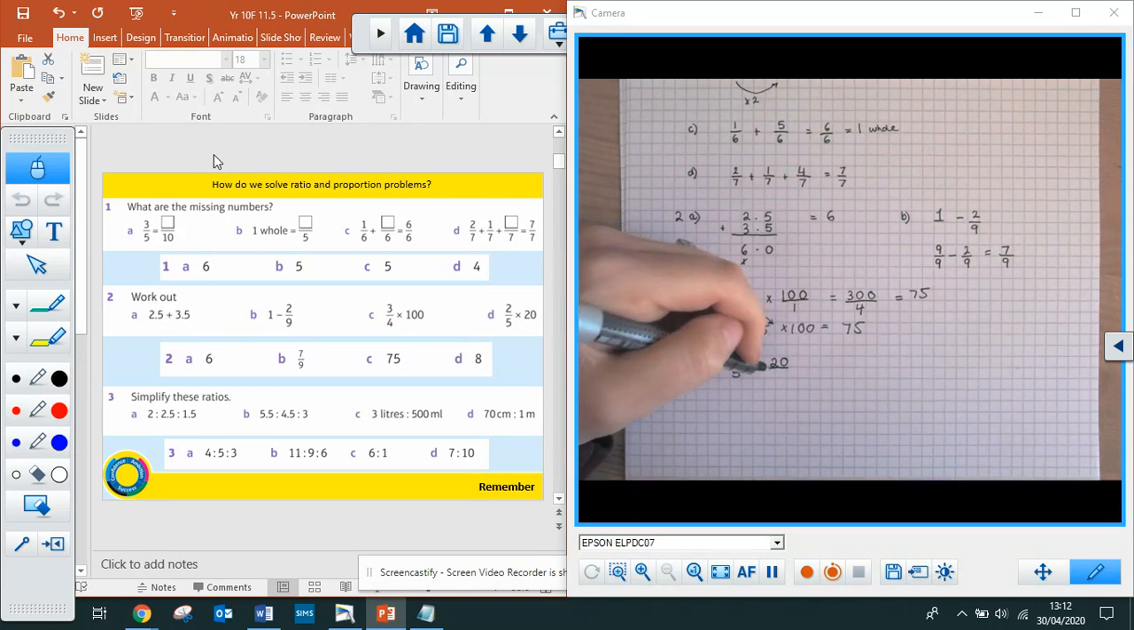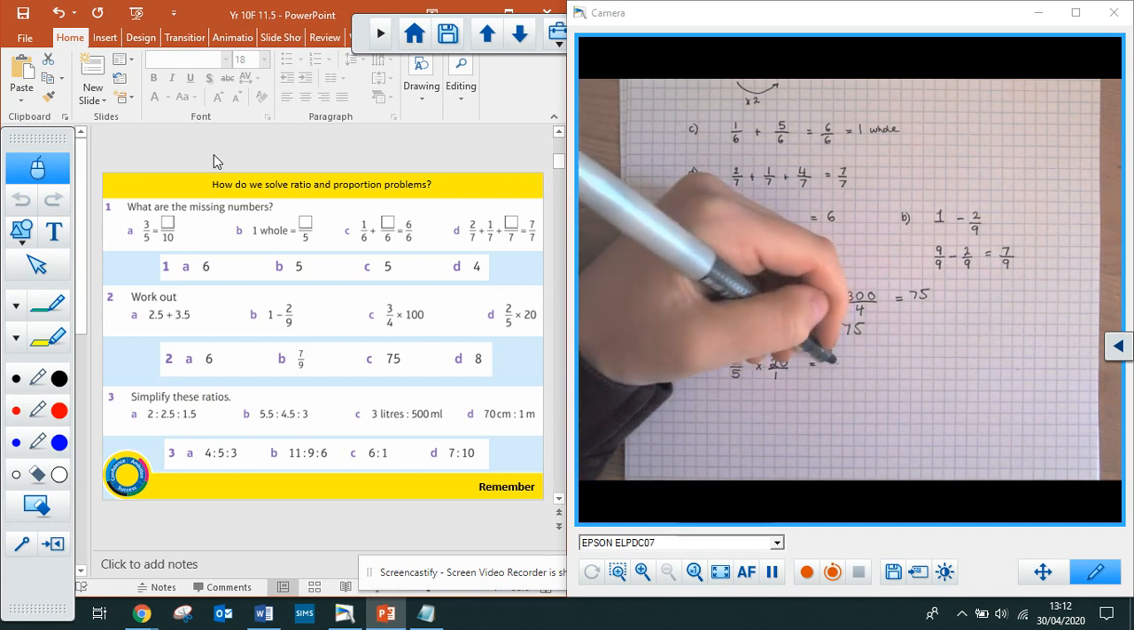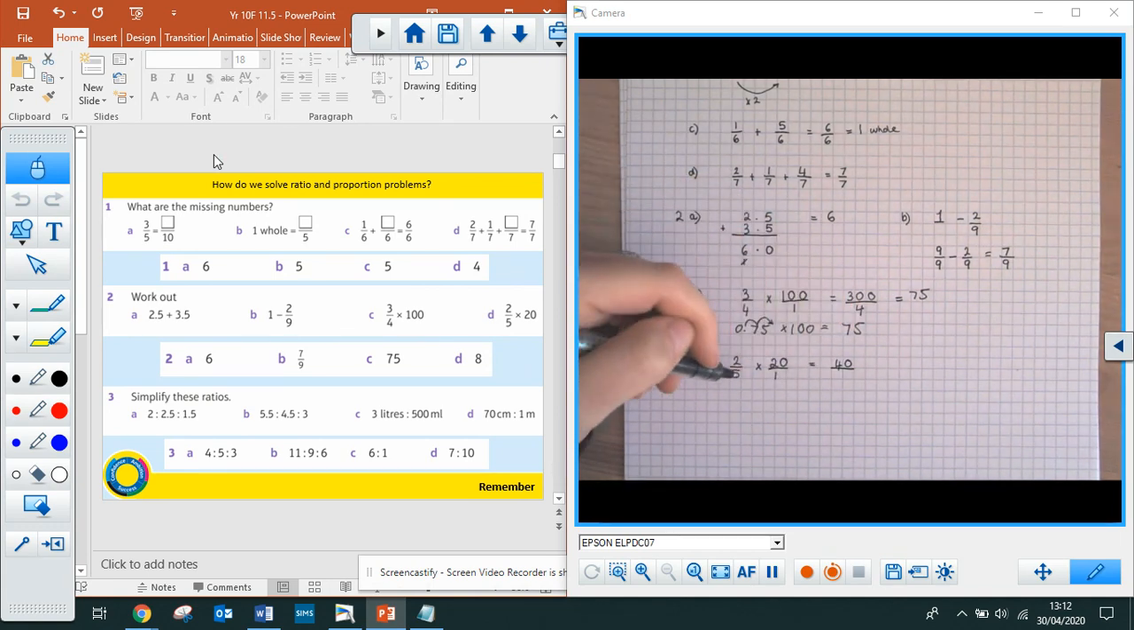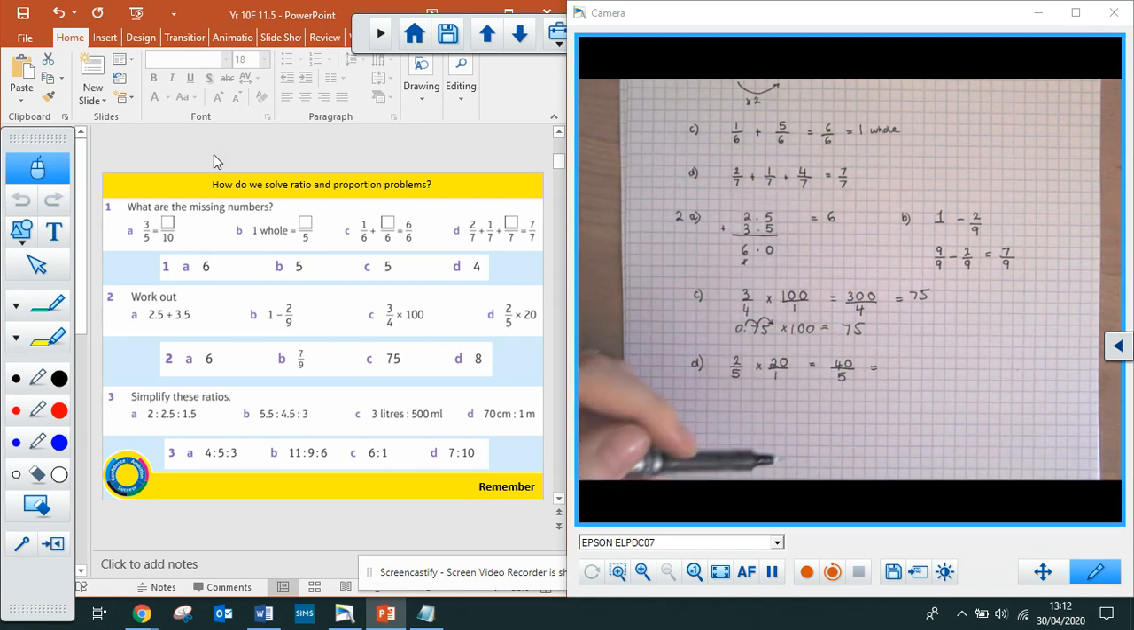So the first one, I'm going to put that as 20 over 1, because that just simplifies down to 20. 2 times 20 is 40. 5 times 1 is 5. And remember, fractions represent division.